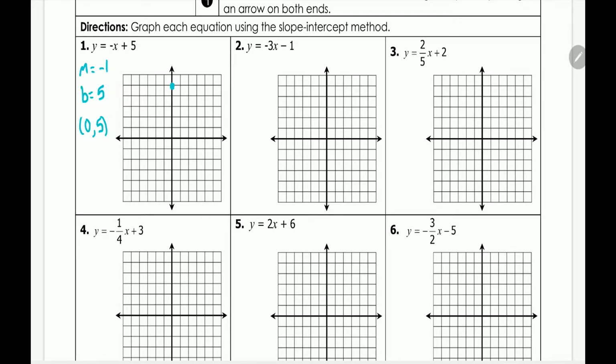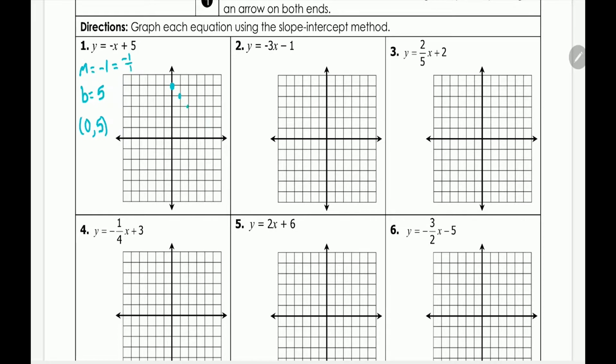Next, we're going to use the slope. Since we have a constant or a whole number, we're going to change this to a fraction. So we have -1 over 1. And we're going to use this to create the rest of our line. So -1 over 1 tells me to go down 1 to the right 1. So we're going to go down 1 to the right 1. That's going to be our next point.